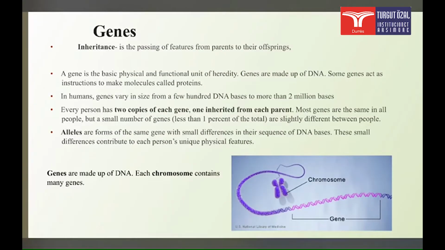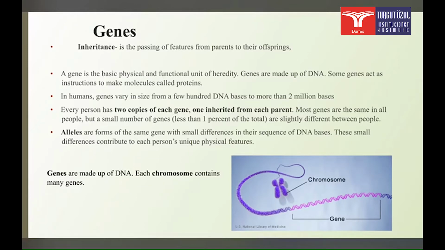But how is the genetic information inherited by the offspring? The genetic information is inherited by the offspring through genes. A gene is a basic physical and functional unit of heredity. Genes are made up of DNA. Some genes act as instructions to make molecules called proteins. In humans, genes vary in size from a few hundred DNA bases to more than 2 million bases.